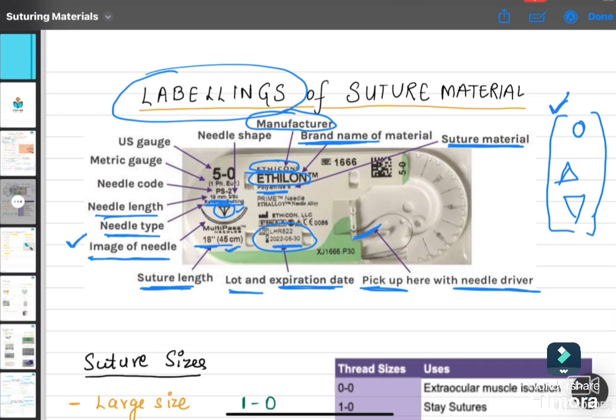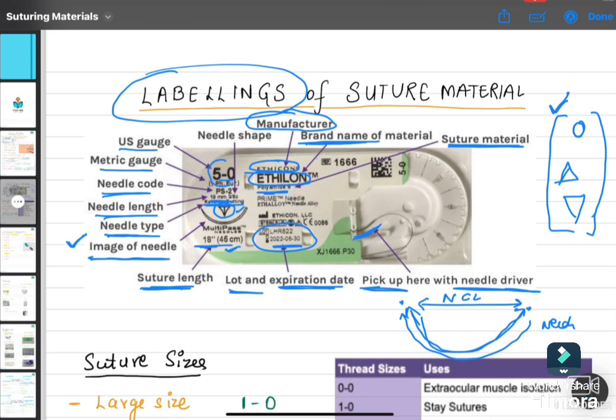We have seen that if this is a needle, there are two types of length in any needle. This horizontal length is called needle chord length, and the second length, which is the circumferential length from the tip, the eye, to the tip or needle point, is called needle length. Needle code, this is the code, metric gauge and US gauge.